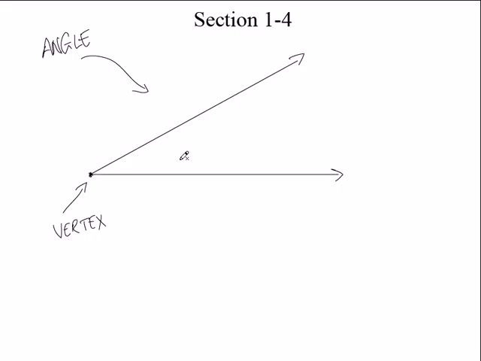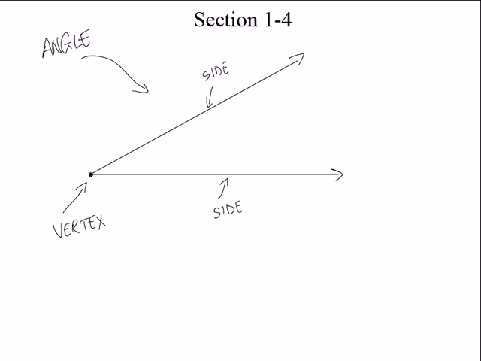Everybody got that? Let's do this. This one ray, we give that a name and we call that a side of the angle. And of course that would be the other side of the angle. So we got a vertex, we got two sides. Everybody got that? Two sides and a vertex to an angle.